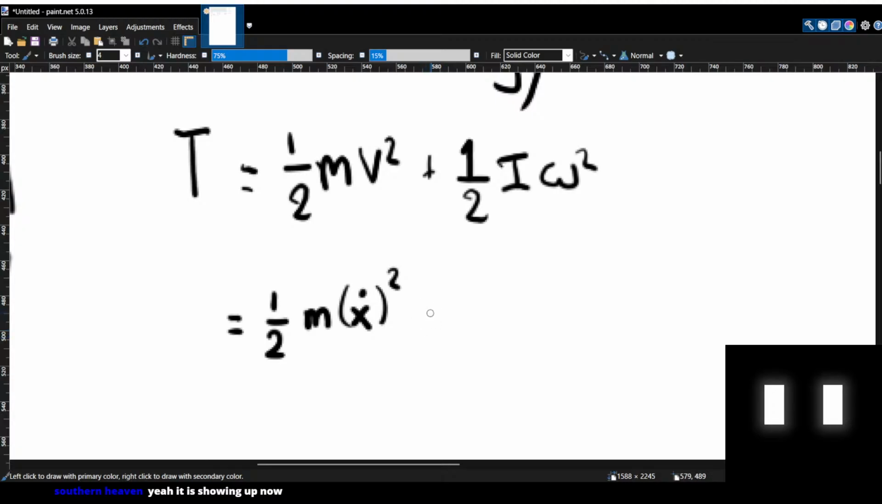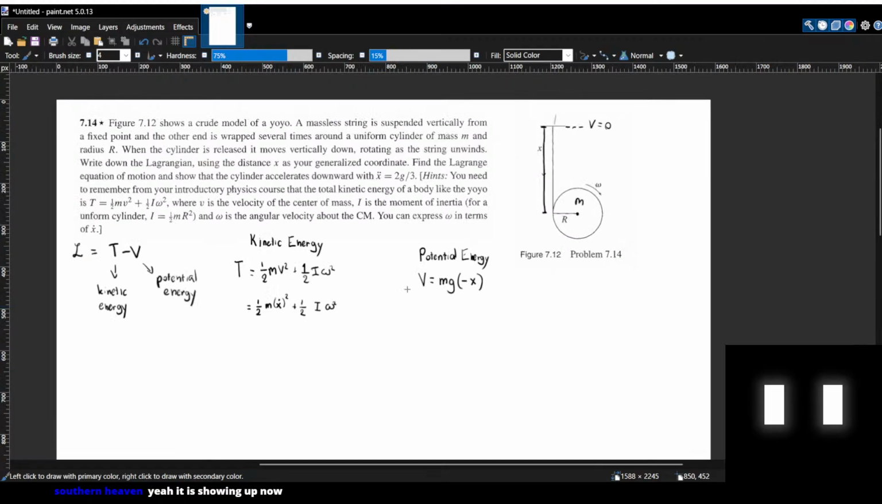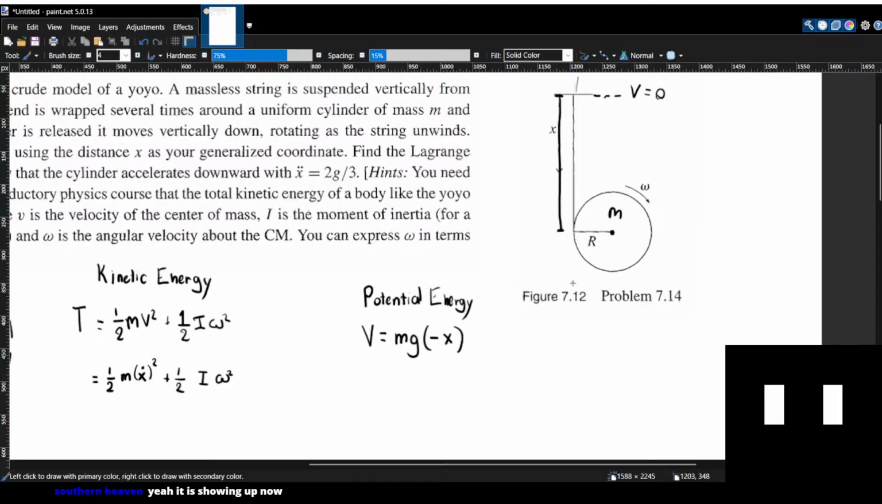This is plus 1 over 2 I omega squared. Are we back? We are back. All right, and the delay isn't much. Perfect.